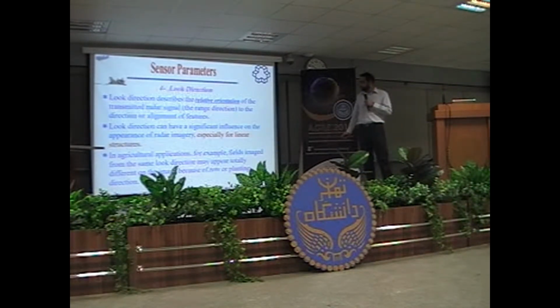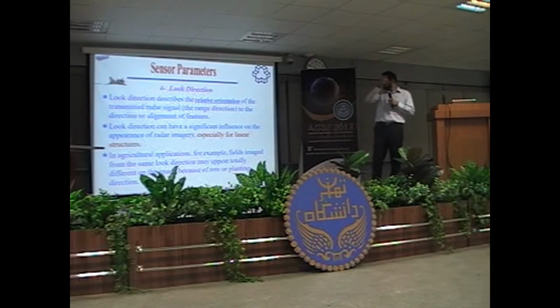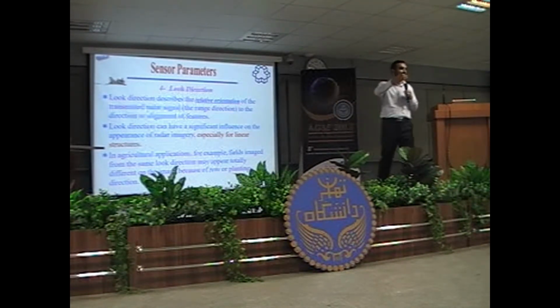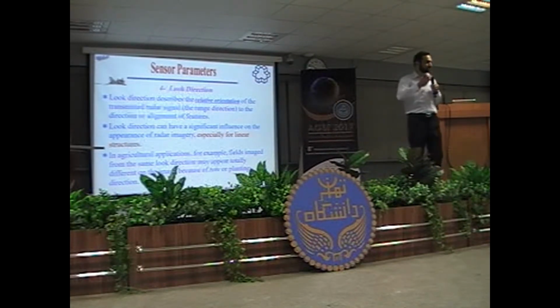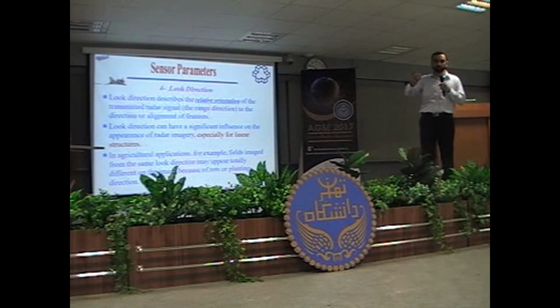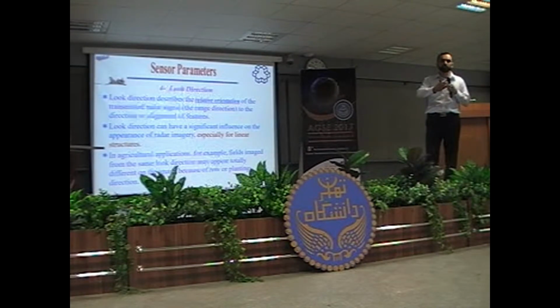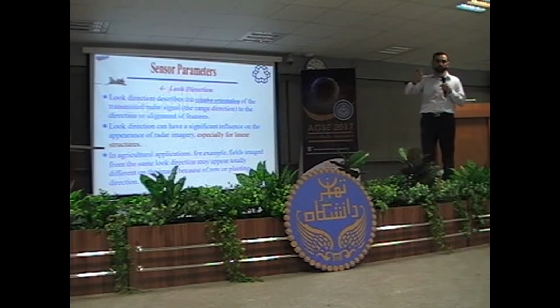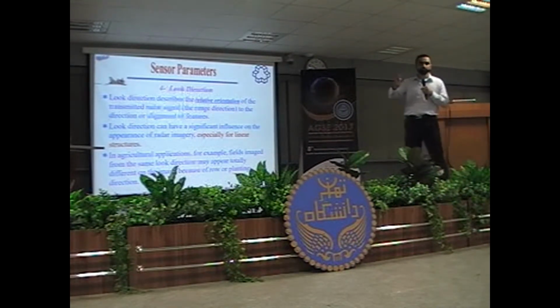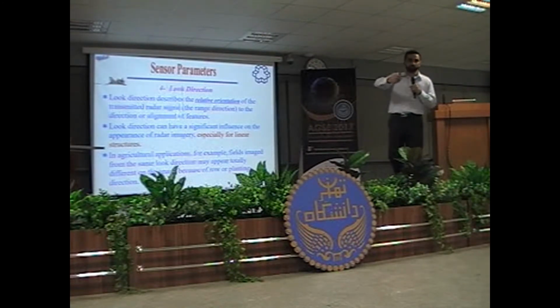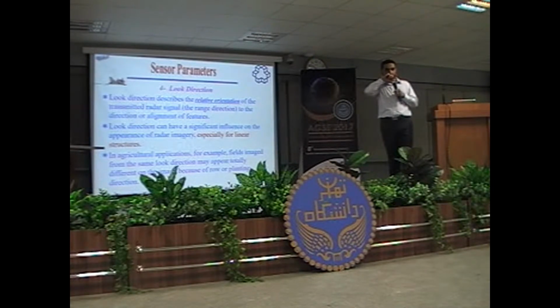And the look direction is also important. You know, in radar remote sensing, we have both ascending and descending. We have ascending image and descending image, whereas in the optical remote sensing, we just have ascending image. Why? Why in optical we do not have the ascending, the orbit? It's passive. The optical one is passive.